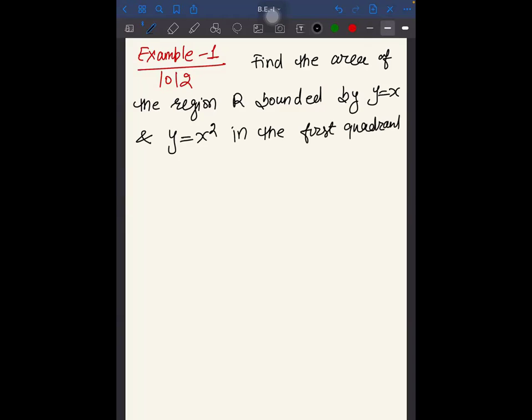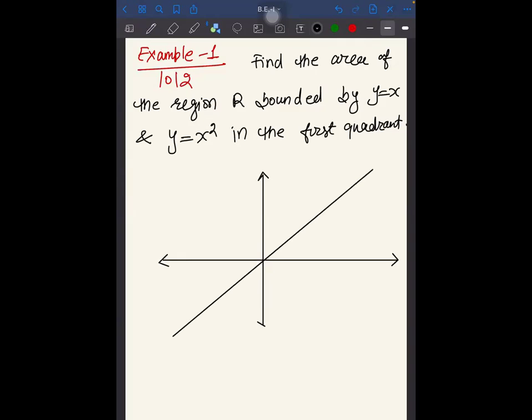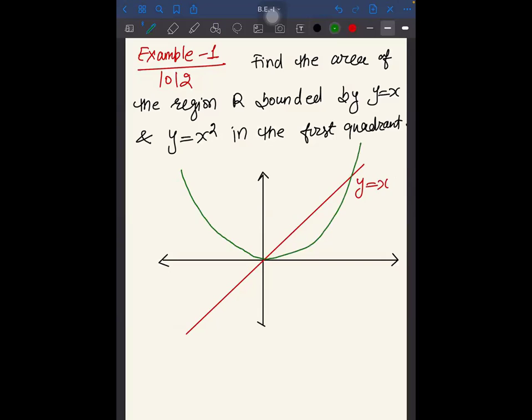So let's construct the region first and then mark the limits. This is your y is equal to x, and this is your parabola x square is equal to y.